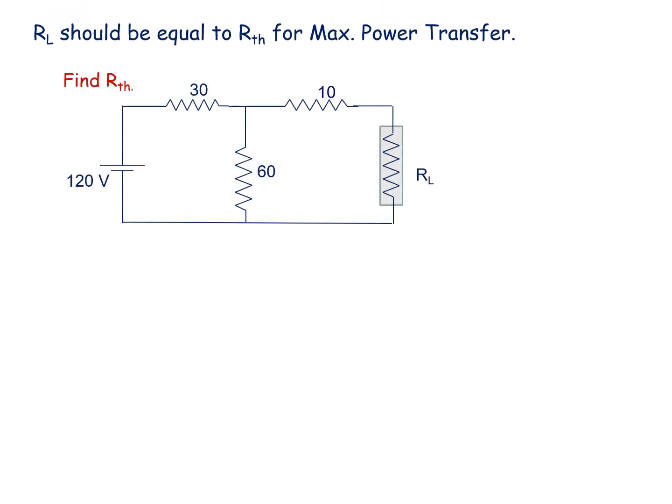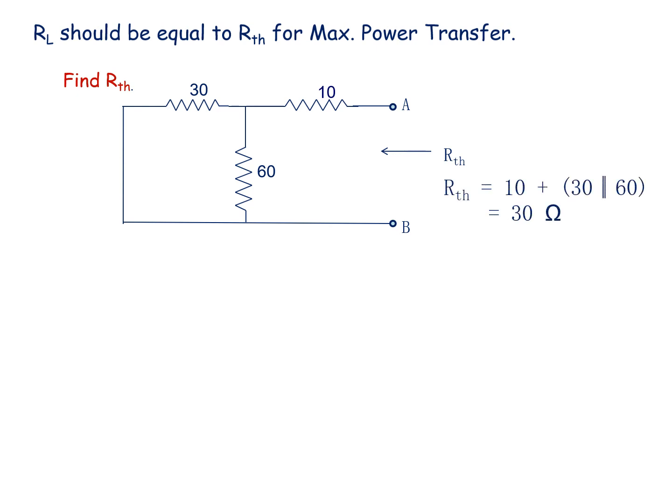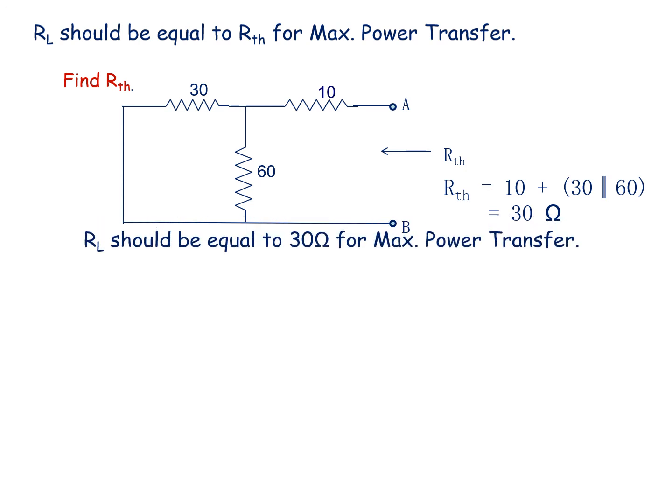In this circuit, let us find out R Thevenin. Mark the load terminals as A and B. Open the load. Replace the voltage source by a short circuit. Find out R Thevenin. R Thevenin is 10 in series with a parallel connection of 30 and 60. If you work it out, you get 30 ohms. RL should be equal to 30 ohms for maximum power transfer as per the maximum power transfer theorem.